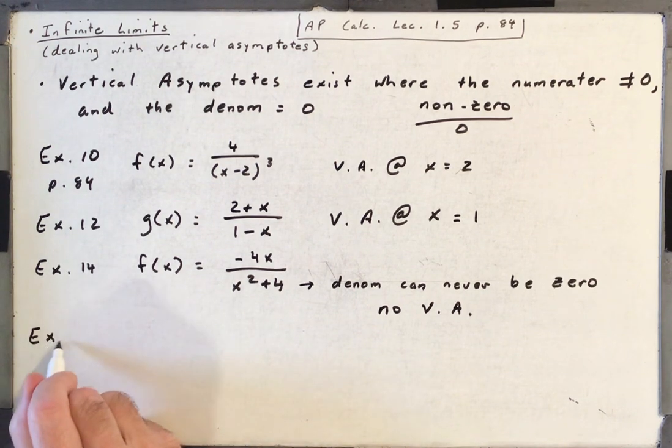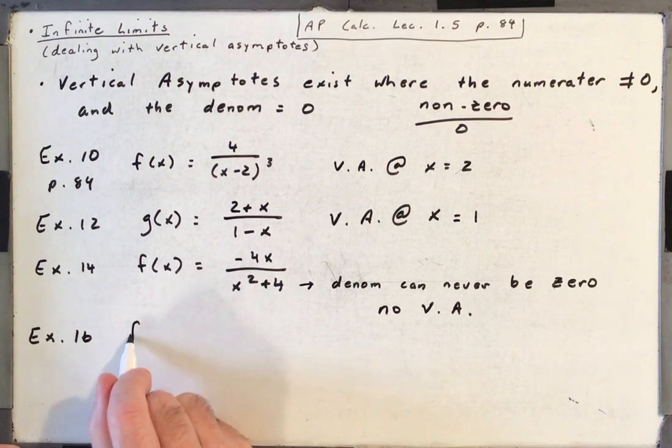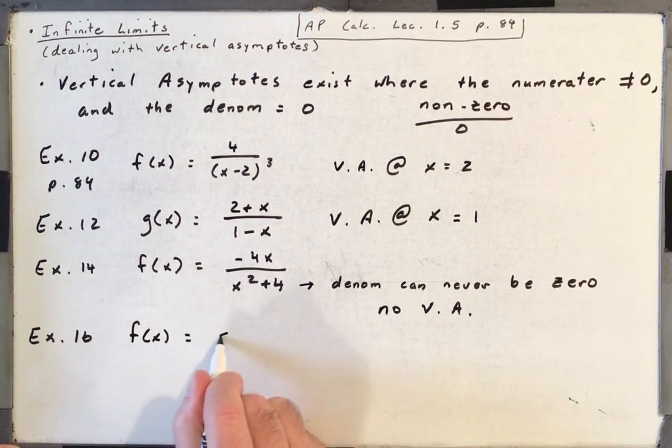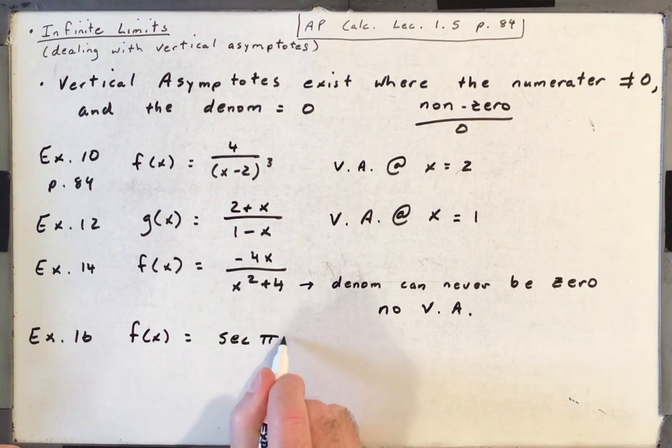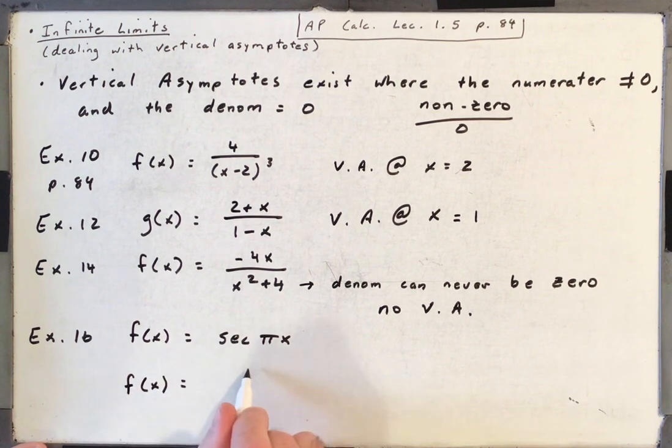All right, let's look at 16. So we have f of x equals secant pi x. Well, let's look at this. Let's change this into cosine. So that'd be 1 over cosine pi x.